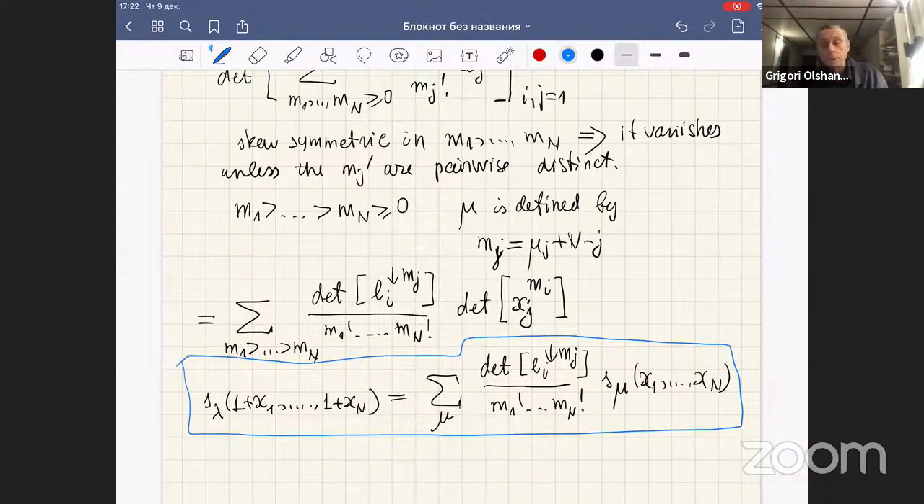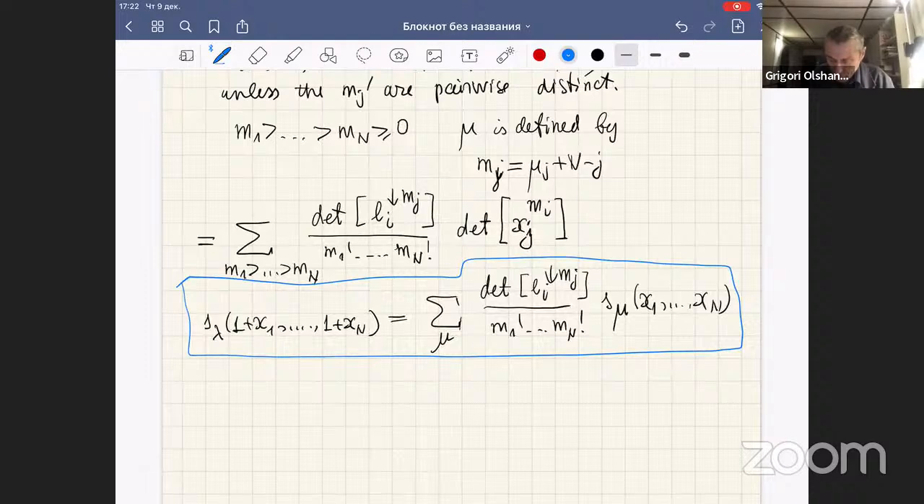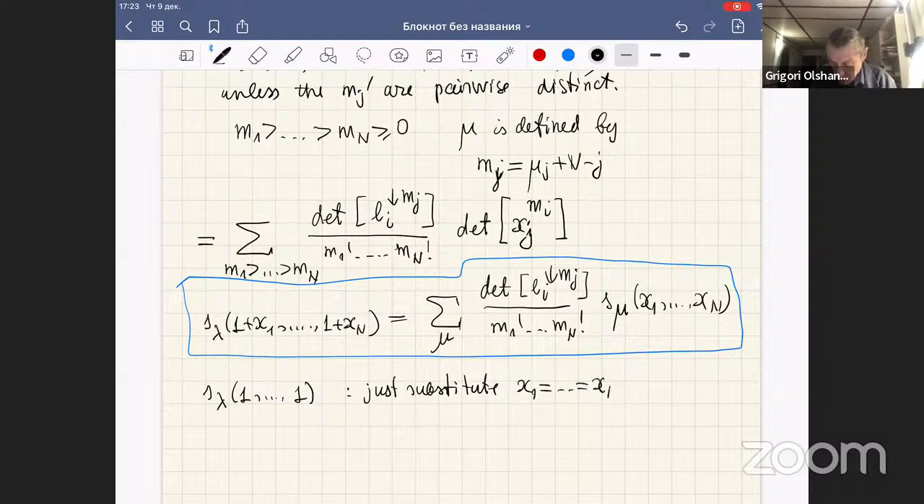Okay. But we need to divide by the value at once. How to obtain this value? It can be obtained from this expression already. Indeed, if you want to get it, just substitute. But if you substitute this, all the terms vanish except the one which corresponds to the empty Young diagram. Okay, so we can conclude.